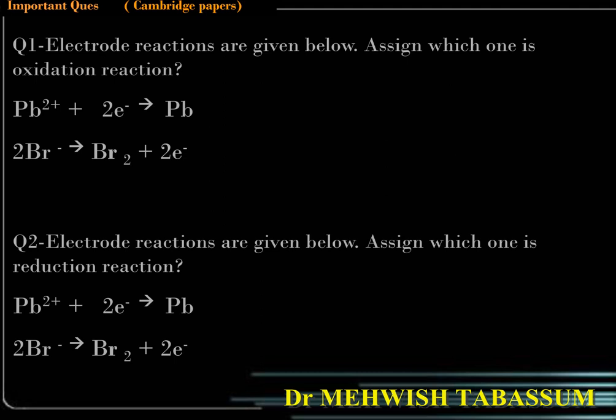Obviously, oxidation reaction is the reaction where electrons are being lost. So loss of electrons is called oxidation. So choose the appropriate equation in which loss of electrons takes place.